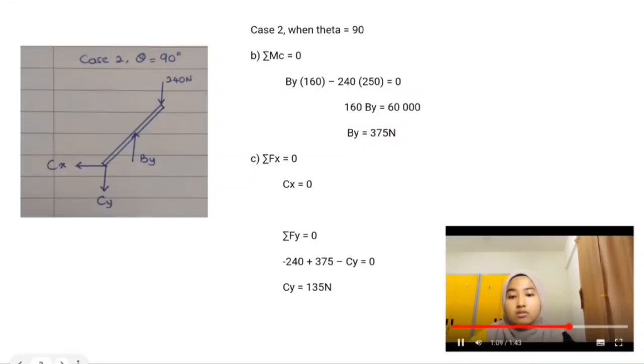For C, we want to calculate the forces at pin C. So we're going to use Fx equals to 0 and Fy equals to 0. For Fx equals to 0, we just need to take Cx equals to 0. For Fy equals to 0, negative 240 plus 375 minus Cy equals to 0. The total of Cy is 135 Newton.